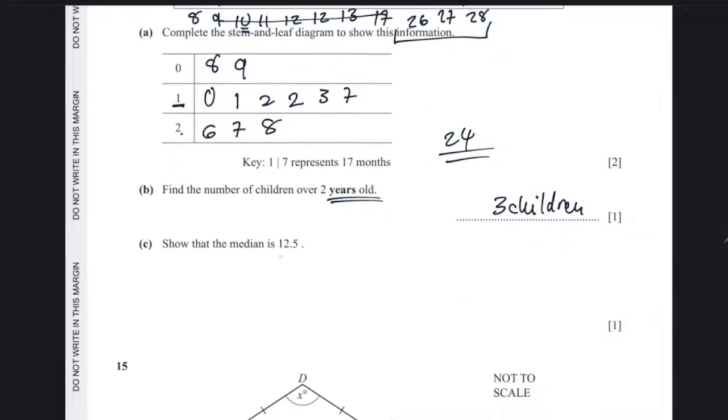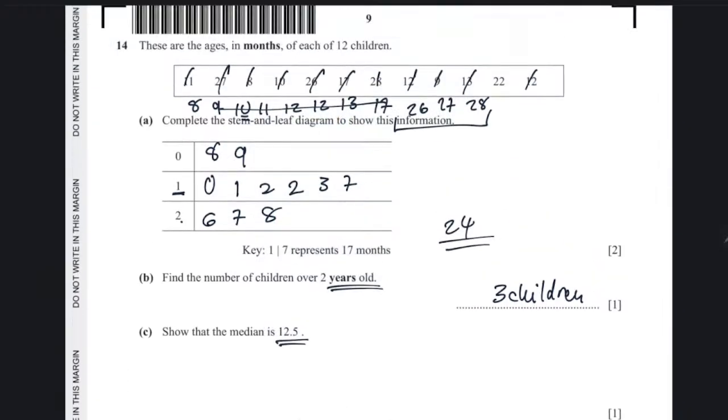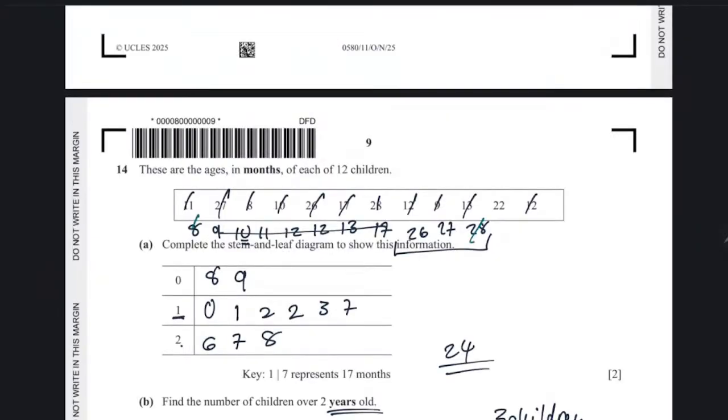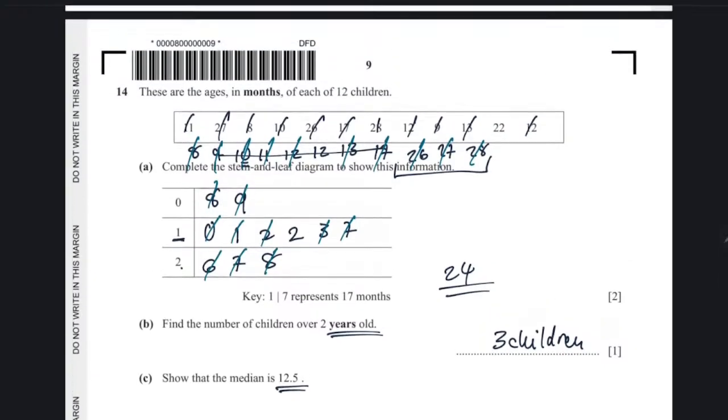Show that the median is 12.5. Median is easy on a stem and leaf, even when you list the numbers. You do 1 here, then 1 here, then 1 here, and so on from both ends. Can you see that? So if I were to do, I would say this, then this, then this, one after another. Can you see? Why are we remaining with 1? Is there something we did not put?